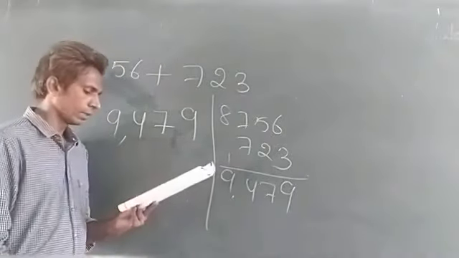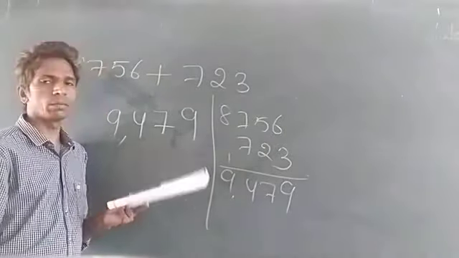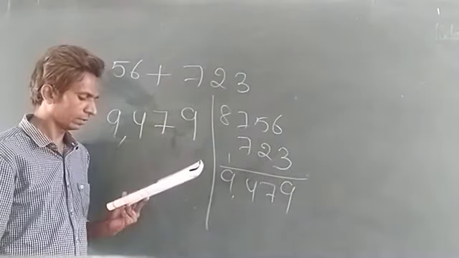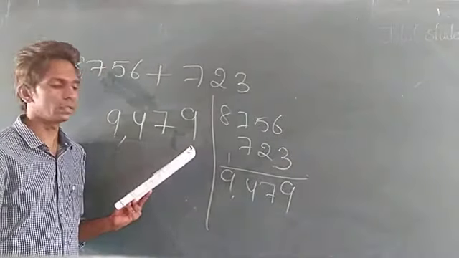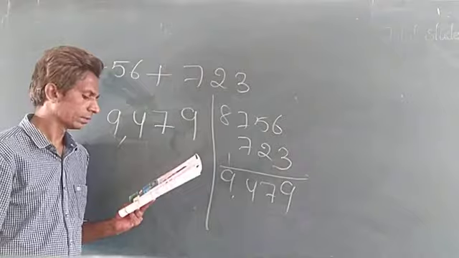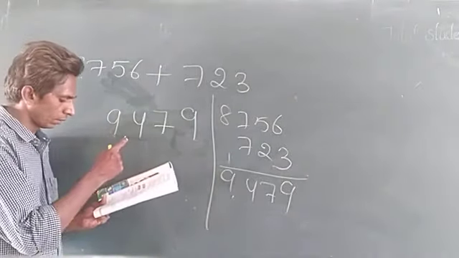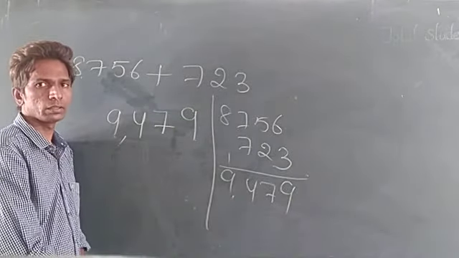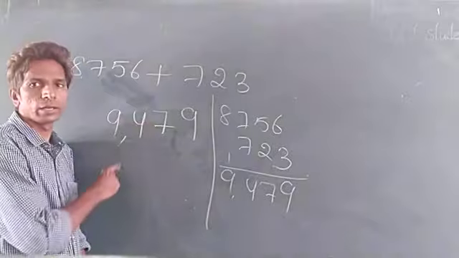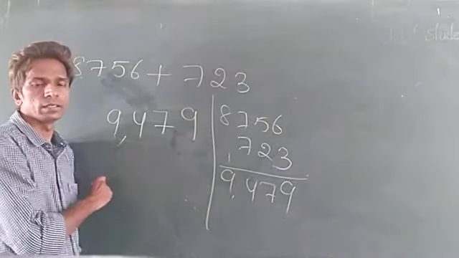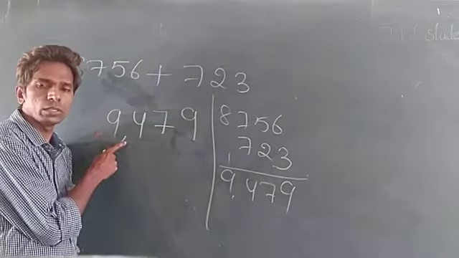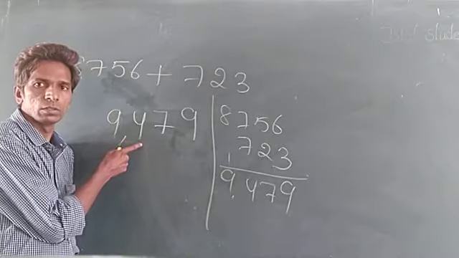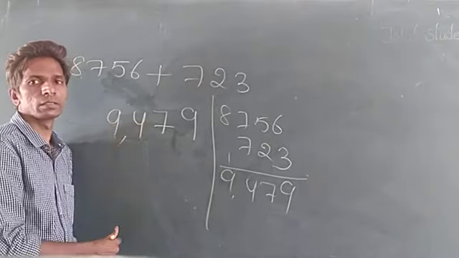Now see. Estimate the sum, and find out your sum by rounding, and you verify the result. Now you want to do the result. In thousands, we can write the answer. So 9479 is there. I want to round off to thousands. So in thousands round off means, after 9, what is the number? 4.